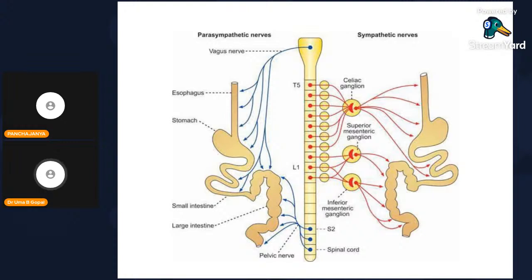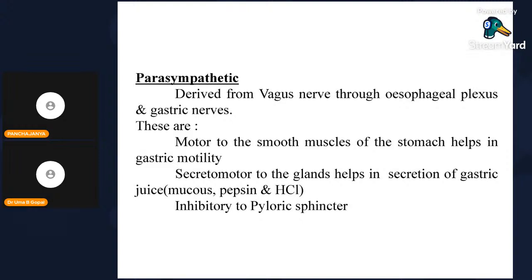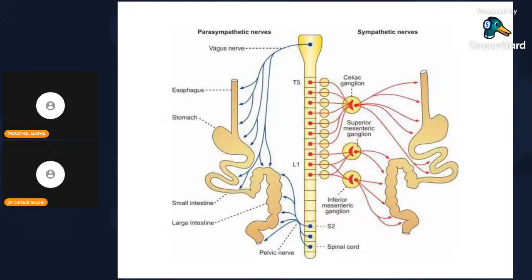So inhibitory means it helps in stoppage of constriction of the sphincter, but sympathetic helps in constriction of the sphincter, so that it paves the way for 2 to 3 hours for the food to mix with the enzymatic secretions given out by the zymogenic cells in the wall of the stomach. So the same thing, I'm not telling again.